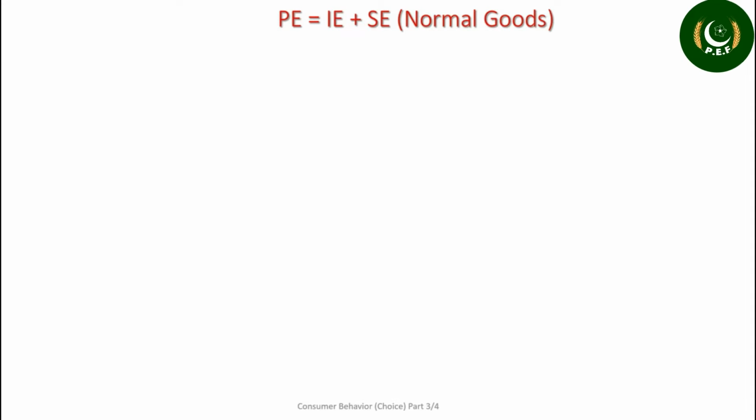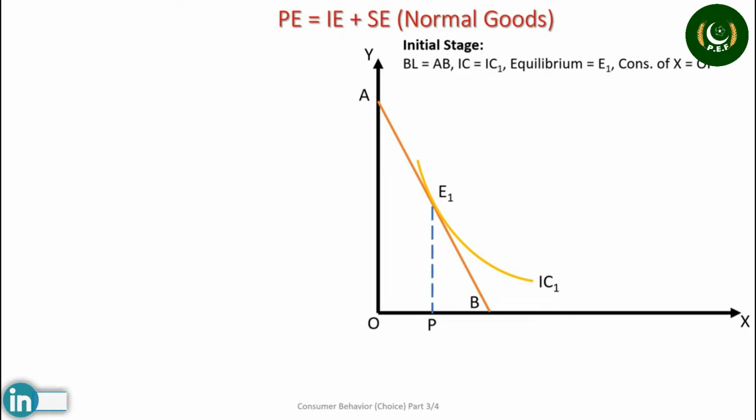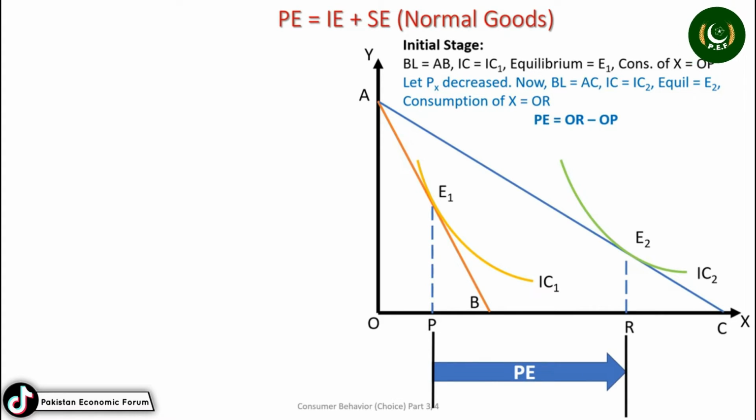Students, let's assume that the initial budget line of the consumer is AB. His indifference curve is IC1. He is in equilibrium at point E1, consuming OP quantity of good X. Let's assume that the price of X decreased. This resulted in rotation of the budget line to AC. The indifference curve also changed from IC1 to IC2. The equilibrium point is now E2 and the consumption of commodity X is now at OR. Therefore, the total effect of the change in price is OR minus OP.